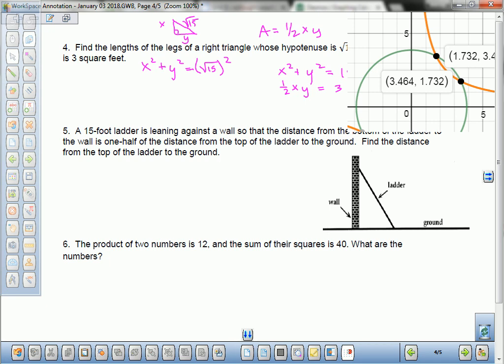Miss Willoughby, mine says invalid. All right. Let me see what it's mad about. You got your plots turned on. You can turn those plots off. It'll be a happier calculator. There you go. Yep, there's your intersection. Okay. Good.